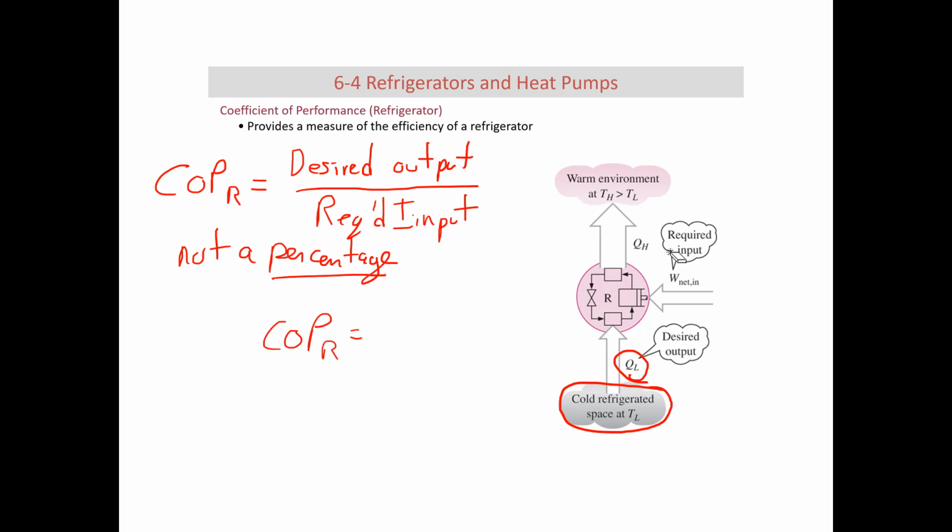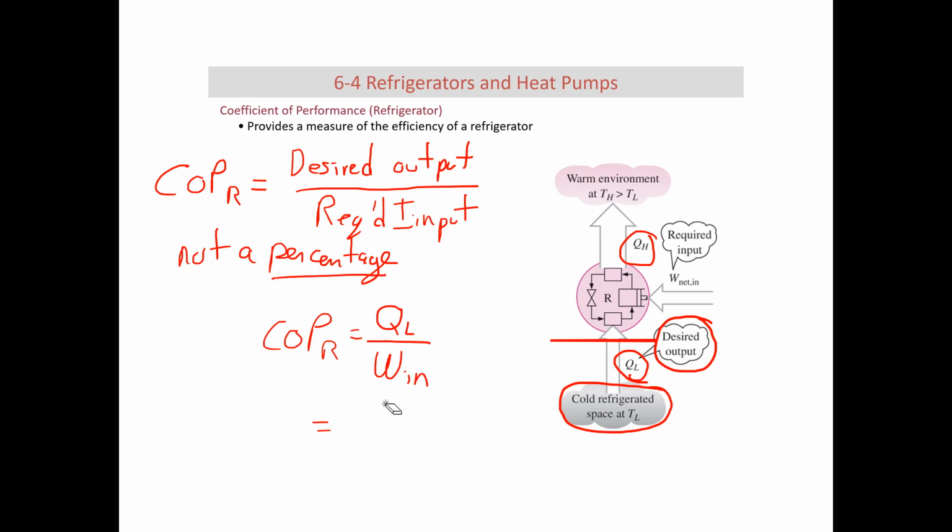A lot of people think that the point of a refrigerator is to reject heat, right? So you want actually the heat that you're rejecting. No, it is the heat you are absorbing. That is the desired output for a refrigerator, is the heat that you are removing from the cold space. And then a required input is the work in, right?